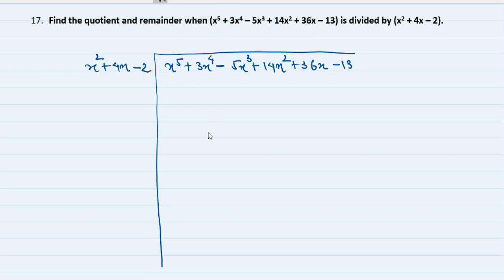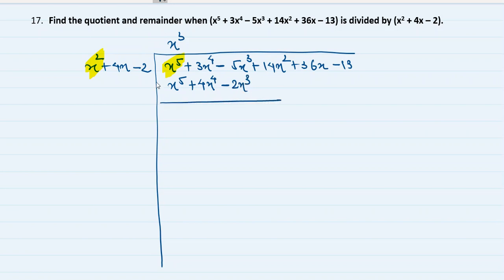Okay, so here we have got our question. Now what? Now we'll divide the first term of our dividend with the first term of our divisor. Okay, can you tell me what will you get? X cube. X cube into x square, x raised to 5. X cube into 4x is plus 4x raised to 4, and x cube into minus 2 is minus 2x cube.